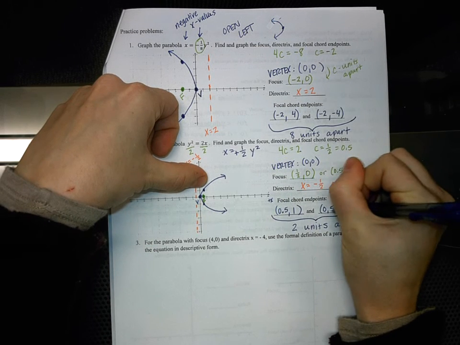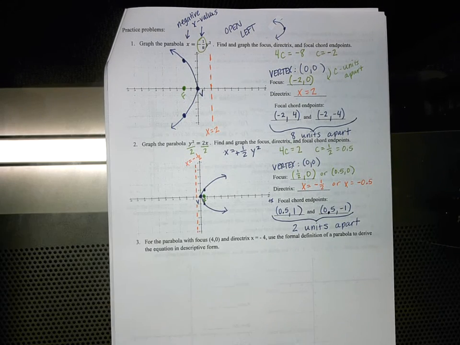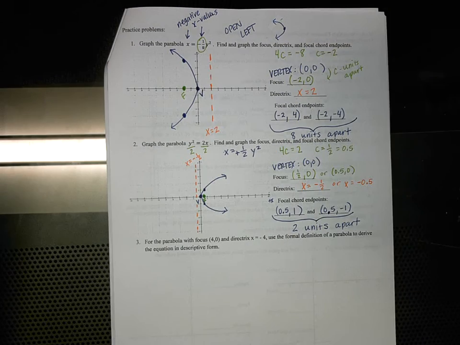0.5, 1 and 0.5, negative 1. Good. That should be a point. Or 1/2, 1 and 1/2, negative 1. Questions?